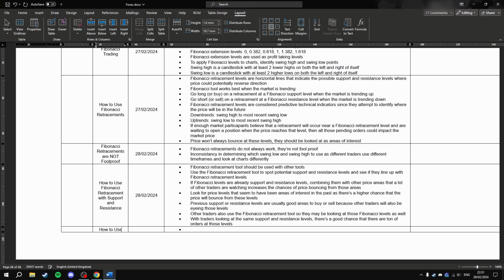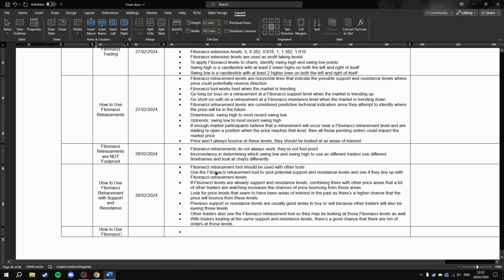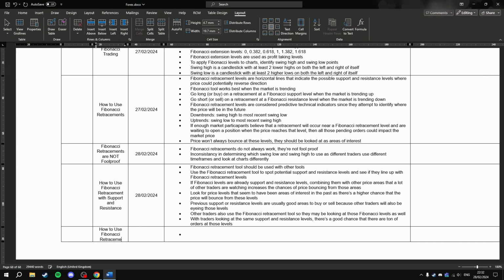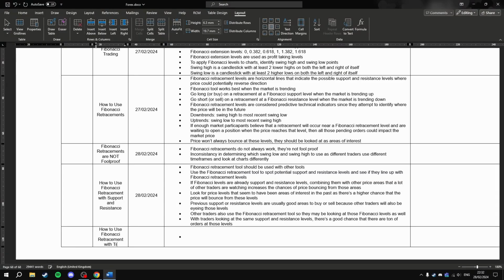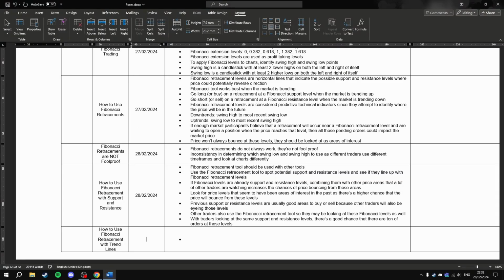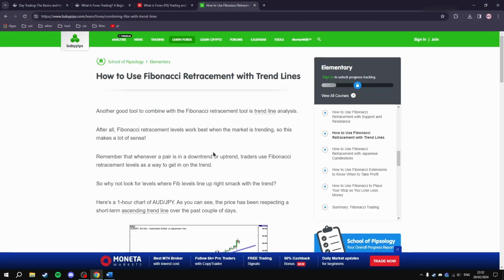How to use Fibonacci retracement with trend lines. Another good tool to combine with the Fibonacci retracement tool is trend line analysis.